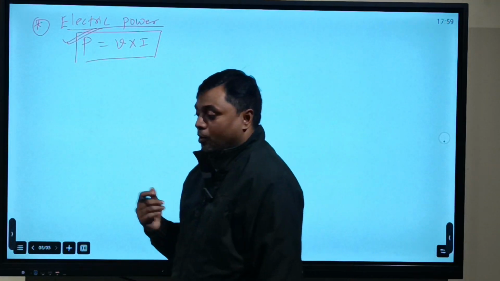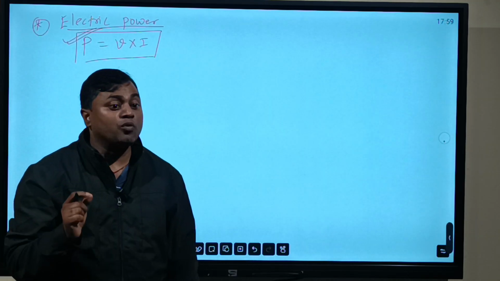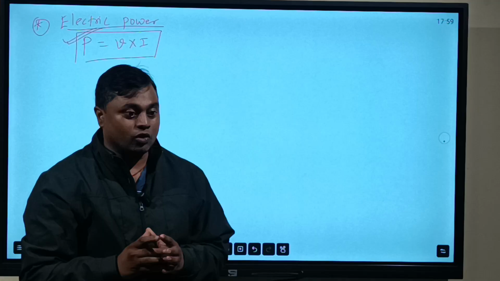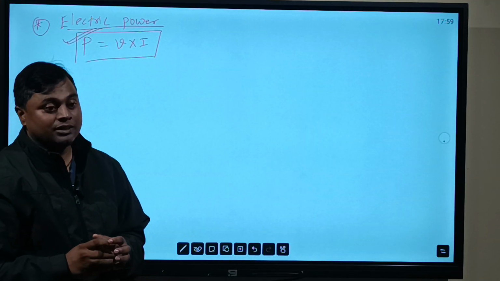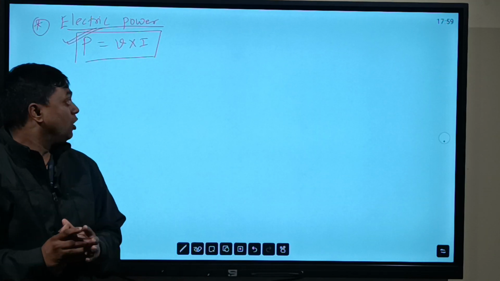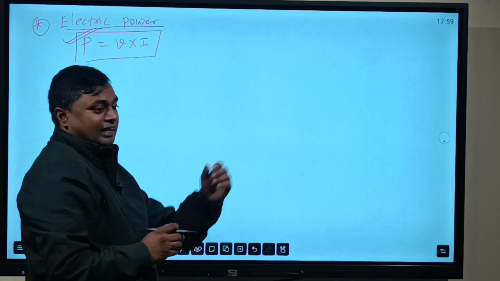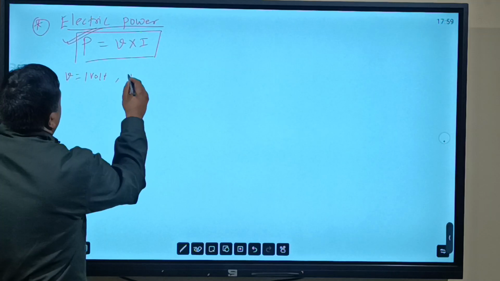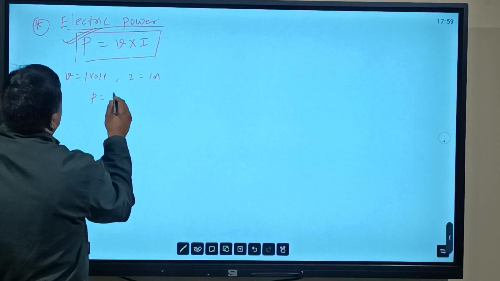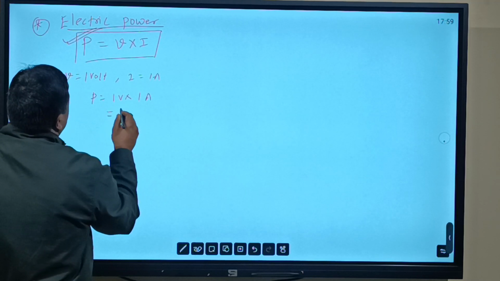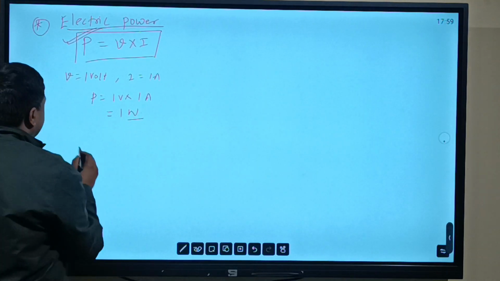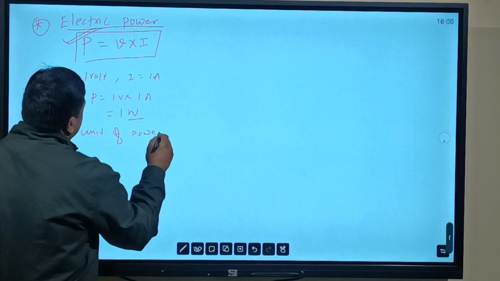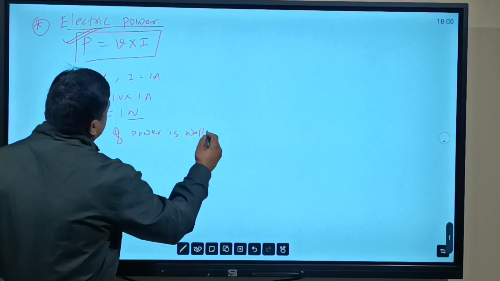Power is defined as the rate of doing work. What is power? The rate of doing work is called power. SI unit is what? Watt, or volt ampere. See, when V is 1 volt and current I is 1 ampere, power is 1 volt into 1 ampere, that is equal to 1 watt. So the SI unit of power is watt. Is it clear? We represent it as capital W.